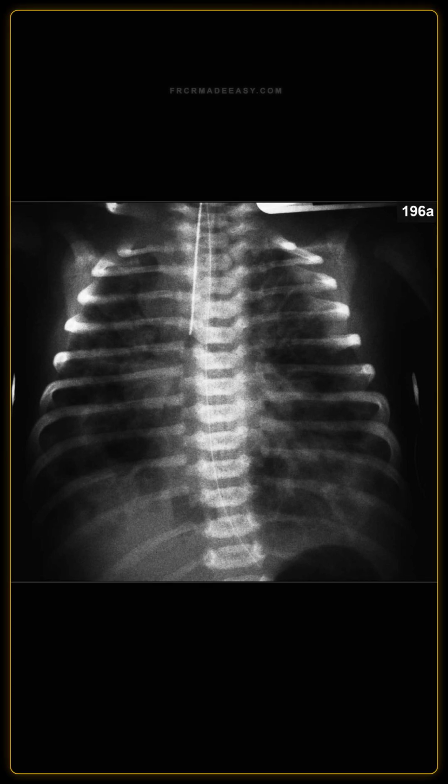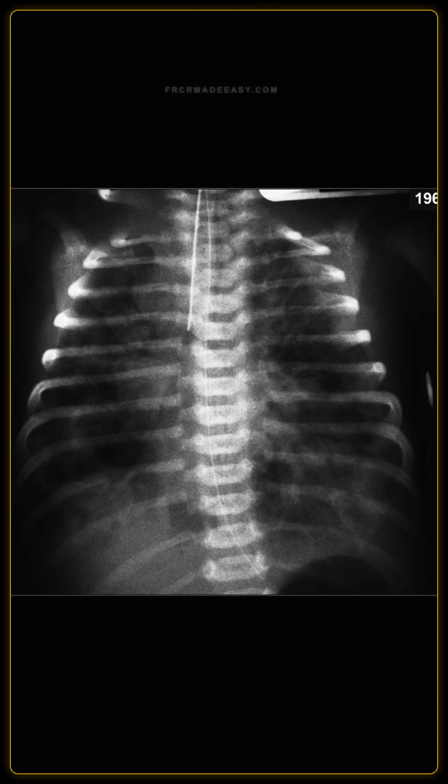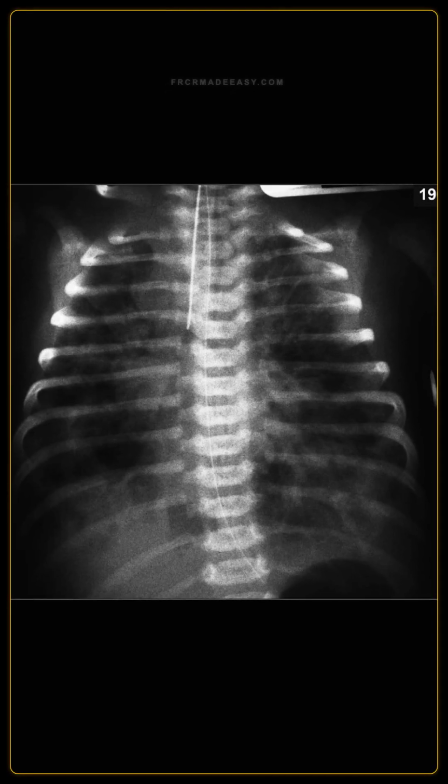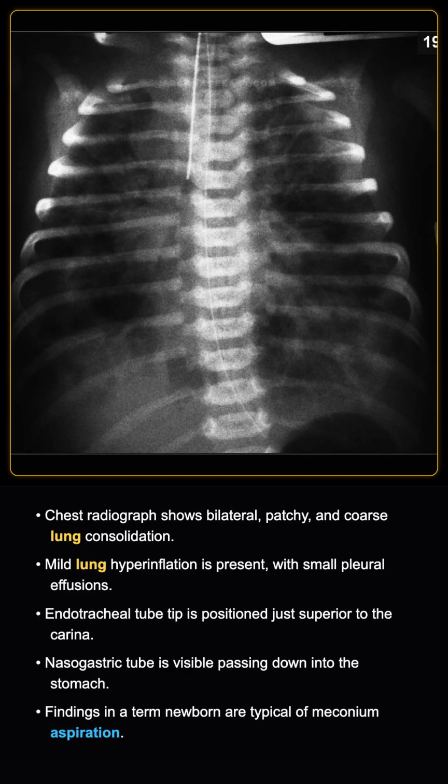A term 41-week newborn presents with respiratory distress and severe hypoxia shortly after delivery. I'm showing you the chest radiograph. Describe the findings. All right, let's take a look.